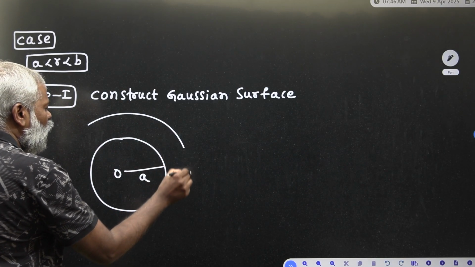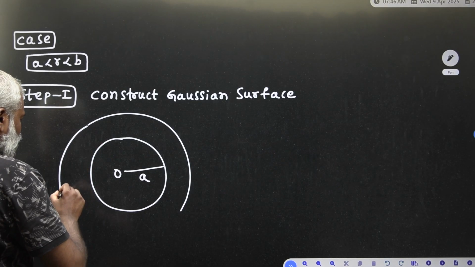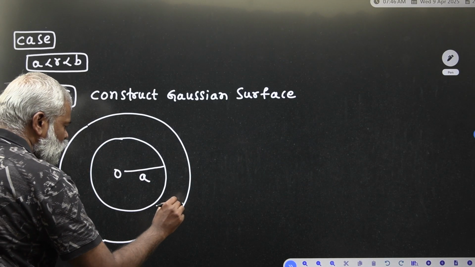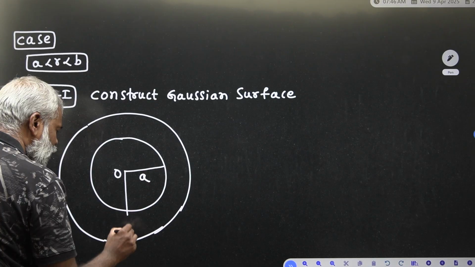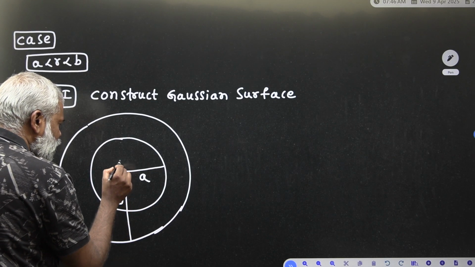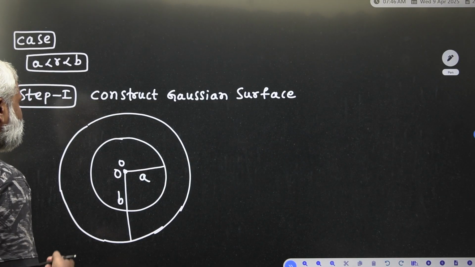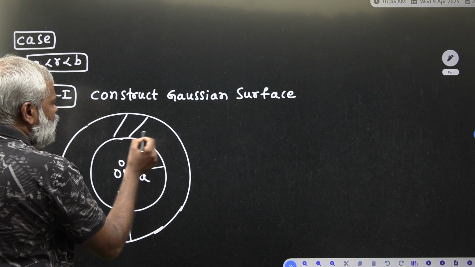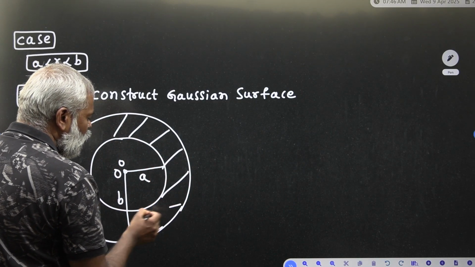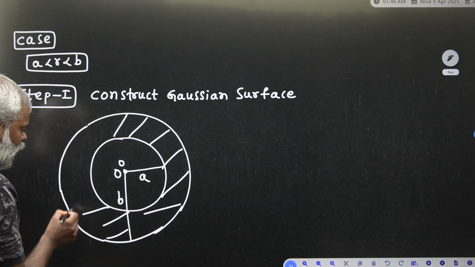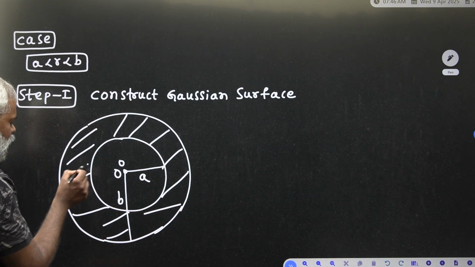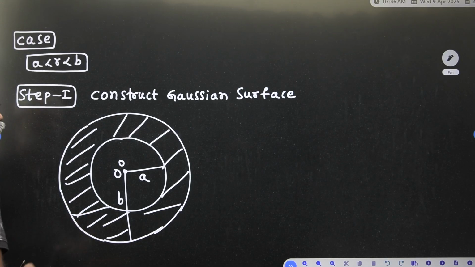Now one more spherical shell you have to take. How much is that radius? That radius is B. This is the other, outer radius. So now this one is a hollow spherical shell, that we have to take as a hollow spherical shell. The charge density is present here only.